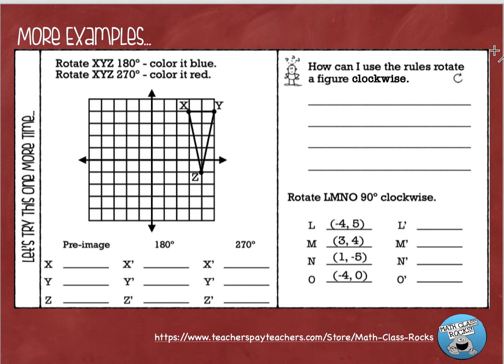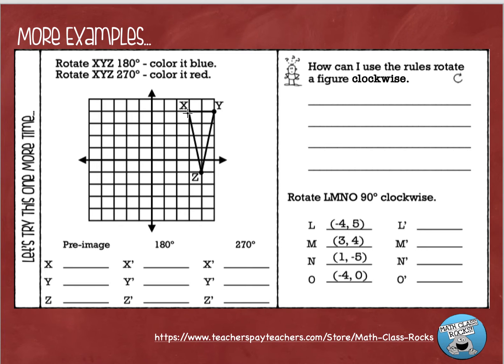All right, so our next example, we are going to rotate triangle XYZ 180 degrees, and we are going to color it blue. And then we're going to rotate that same triangle 270 degrees, and we are going to color it red. Okay, so first let's get some points here for our pre-image.